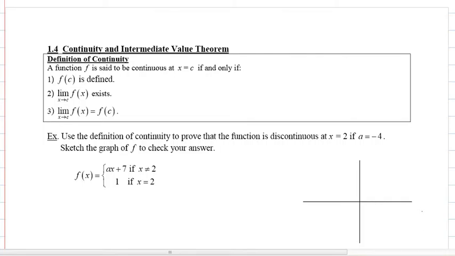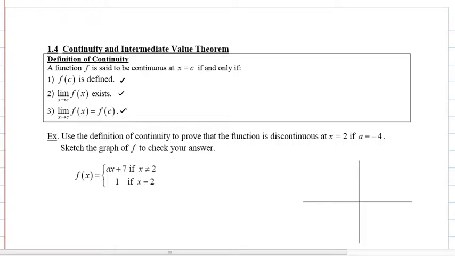Hey guys, welcome to our second lesson of continuity. This time we're going to be discussing continuity to a certain extent, and we're also going to be learning about the intermediate value theorem. So the definition of continuity, you guys already know it. It has three conditions. The point must exist, the limit must exist, and the point and the limit must be the same value.